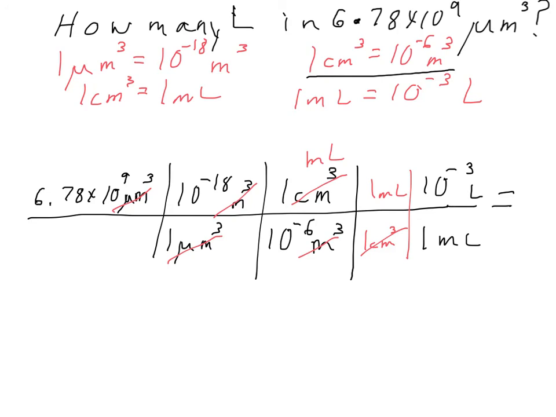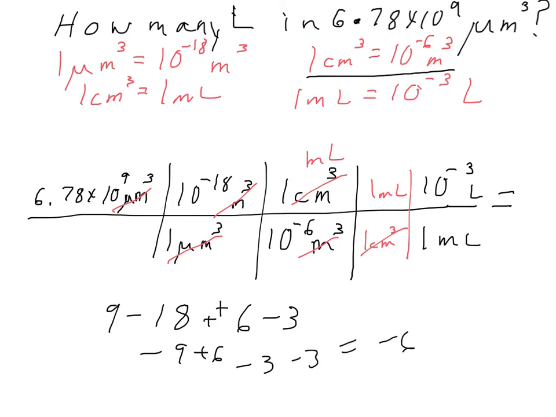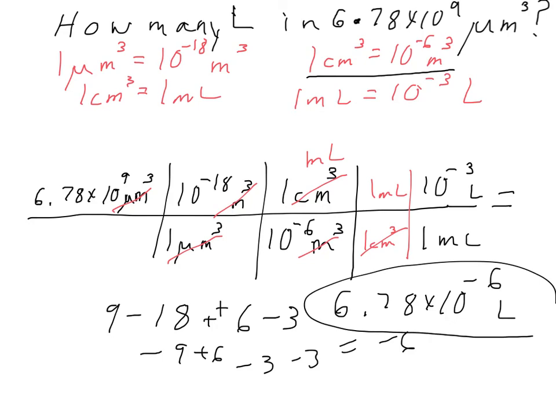So now we're going to multiply everything on top, divide through by everything on the bottom. And when we do that, we wind up with 9 minus 18 minus a negative 6 minus 3. So that's a negative 9 plus 6 is a negative 3, minus a 3 is a negative 6. So our answer would be 6.78 times 10 to the negative 6 liters. Chemistry's easy, life is hard.